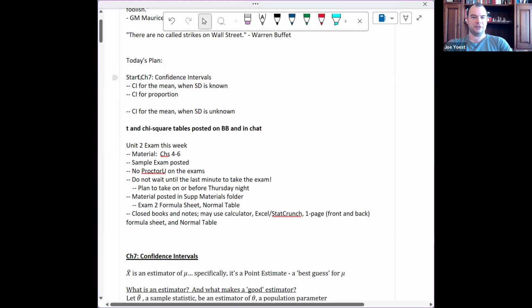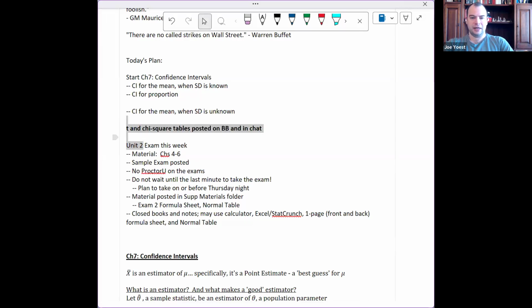So the plan for today is to just continue with chapter 7, confidence intervals. We talked briefly about the confidence interval for the mean when standard deviation is known and for the proportion last time. We'll review that material, go through another couple of examples, and then talk about the confidence interval for the mean when standard deviation is unknown, and possibly continue on from there depending on how far that takes us.